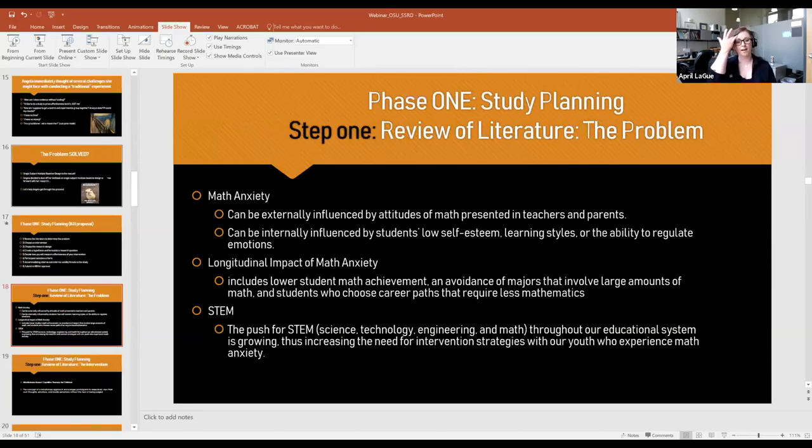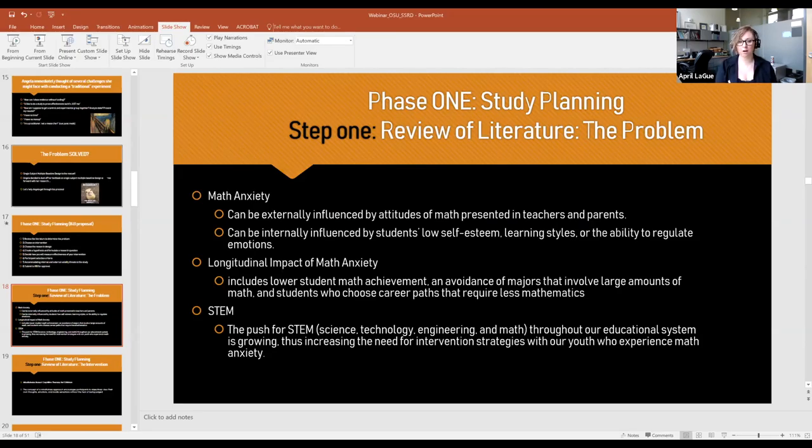All right, so reviewing the literature. Angela went out and she said, I don't know enough about math anxiety. I know my students have it, but I need to research it. In her literature, she found that math anxiety can be externally influenced by attitudes about math presented by teachers. So she said, maybe there's a study where I can ask the teachers about their math anxiety, which is a future study of hers. Then she asked, why should I even care? Why should I even try to make change? Is there a longitudinal impact? And she found in her literature that there actually is avoidance of majors in college, avoidance of career paths, and those kinds of things.